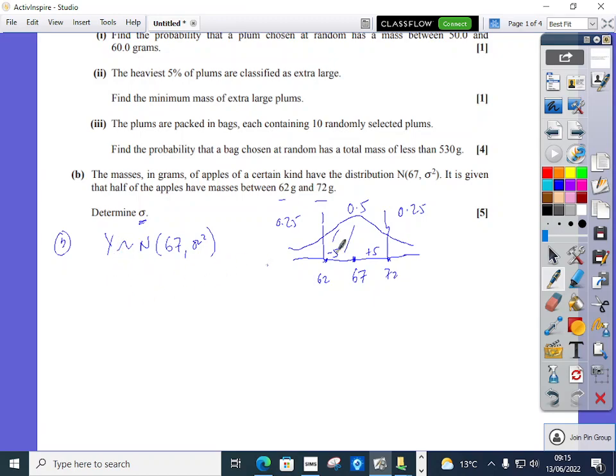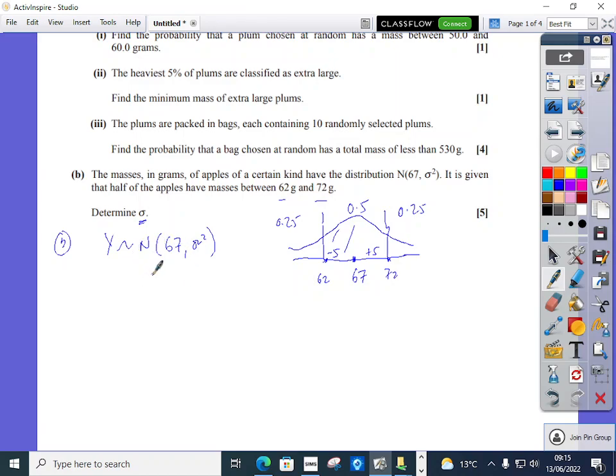Now, it hasn't given you information here at the moment how to do this. So what you need to do, what your calculator will do, is standardize this. Okay, so you need to standardize this distribution.